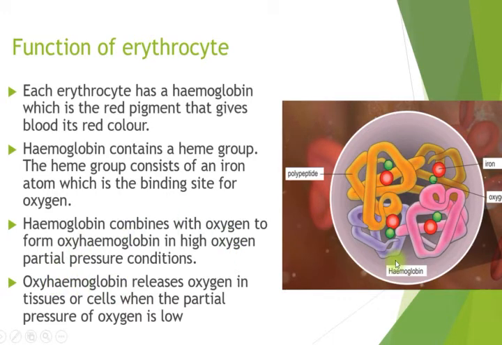So that is the function of the erythrocyte. Basically, what is the function of erythrocyte? It is to transport oxygen to the cells. You have to know that inside the erythrocyte there is hemoglobin. The hemoglobin will combine with the oxygen and form oxyhemoglobin, which is transported to the body cells. When it reaches the body cells, the oxyhemoglobin will break down and oxygen will diffuse into the body cells. So that is the function of erythrocyte.